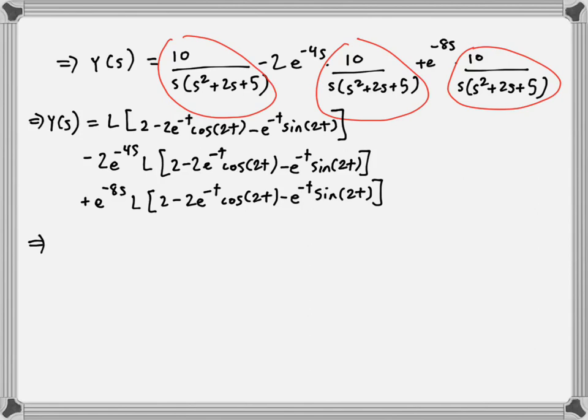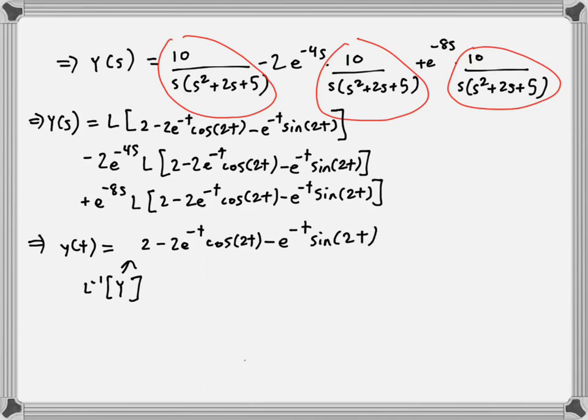So then, what would y of t equal? Remember, I need to figure out what the Laplace inverse is of Y, right? So what is the Laplace inverse of all of that stuff I just wrote down? Well, the Laplace inverse just undoes the first one, so I'm going to write this as 2 minus 2e to the negative t cosine 2t minus e to the negative t sine of 2t. Let me erase this here. I'll specify later what I'm doing, right?